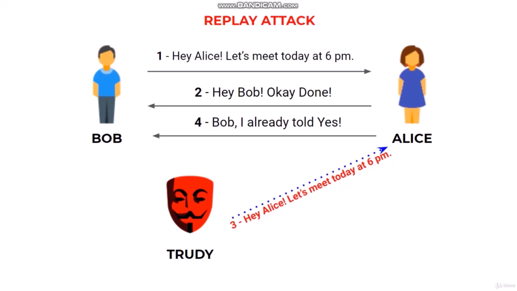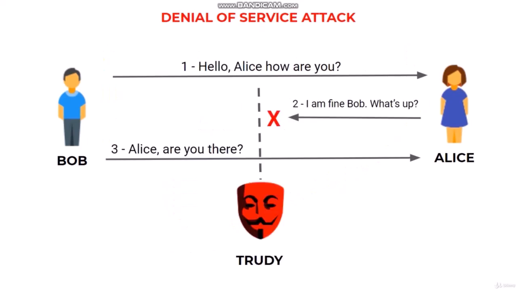Then again Trudy replays the same message, "Hey Alice, let's meet today at 6 p.m." Since Alice already knows that she has agreed to meet at 6 p.m., she replies, "Bob, I already told yes." Again, Trudy can send a message saying, "Hey Alice, let's meet today at 6 p.m." Now, this can be annoying, and this may disturb the relations between the sender and the receiver. So this is a type of replay attack.